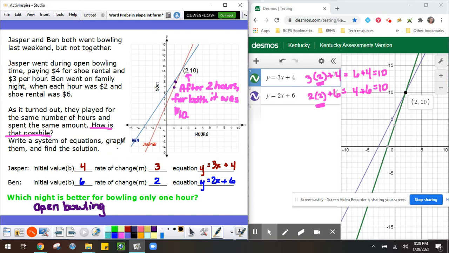If you're going to bowl a bunch of games, you can see that after 2 hours, Ben's line is a little bit lower. So if you're going to bowl a lot, maybe if you're on a league or you're practicing for a team, you might want to go on family night because family night costs less after 2 hours.